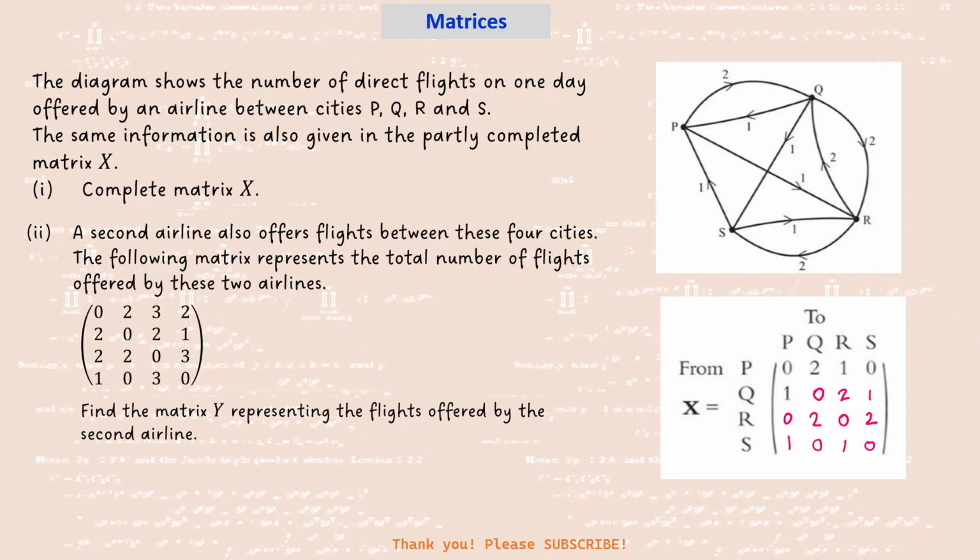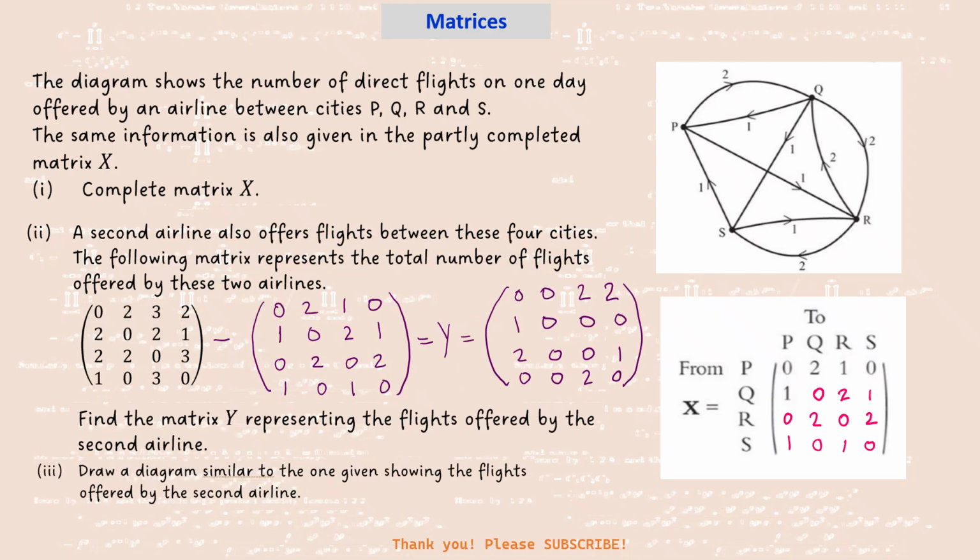So then to do the second part, we have a second airline offering flights between these 4 cities. The following matrix represents the total number of flights offered by these 2 airlines. So we need to find the matrix Y, representing the flights offered by the second airline. All we have to do is, this is the total, and we'll take off X from that. If you do that, you get this, and this is Y. So now we need to draw this diagram that represents the matrix Y, which is the flights of the second airline.